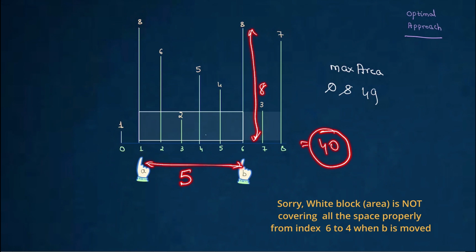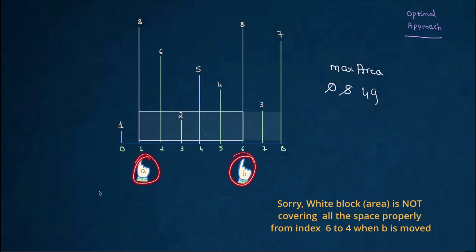And notice 40 is still less than 49. So I'll not update the area. Let's move further. Now both the pointers have the same height, 8 and 8. Which one should I update? I can choose to update any one pointer in this case. I will choose to move my B to the left, keeping the A as it is.